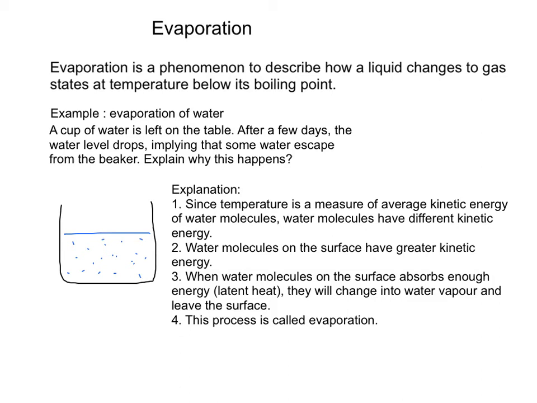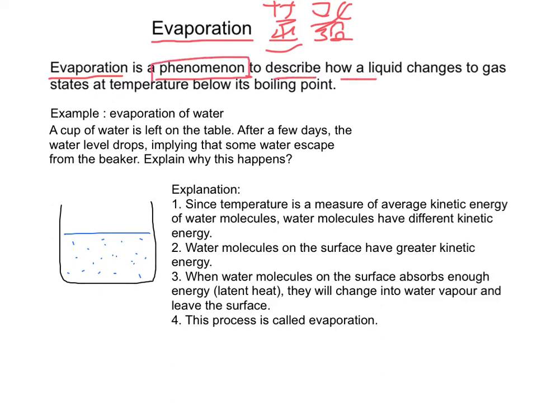In this session, you are going to learn evaporation, 蒸發. What is evaporation? Evaporation is a phenomenon 現象 to describe how a liquid changes to gas state at a temperature below the boiling point.